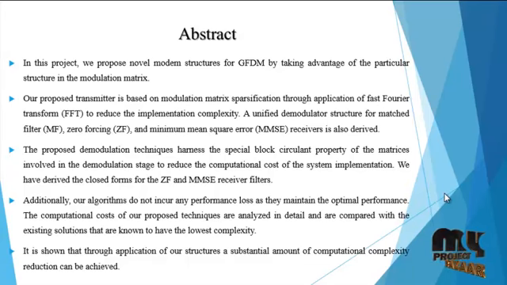A unified demodulation structure is derived for the matched filter, that is MF, then zero forcing, that is ZF, and then minimum mean square error, that is MMSE. The receivers are also derived. The proposed demodulation technique harnesses the special block circulant property of the matrices, which is involved in the demodulation stage to reduce the computational cost of the system implementation. We derive the closed forms of the ZF, that is zero forcing, and MMSE receive filters. Additionally, our algorithm does not incur any performance loss, as it maintains the optimal performance.